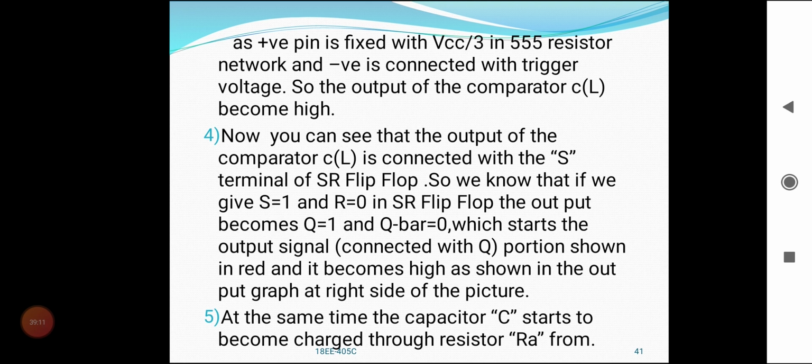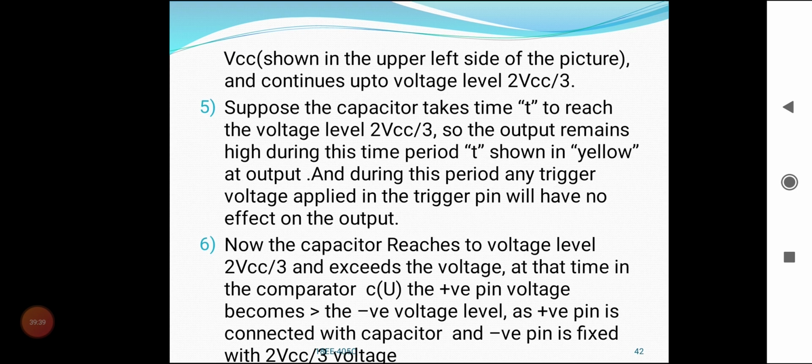And Q bar is equivalent to 0. The output signal is connected with Q, shown in red, and it becomes high as shown in the output graph at the right side of the picture. At the same time, the capacitor C starts to charge through resistor RA and VCC as shown in the upper left side of the picture, and continues up to voltage level 2/3 VCC.